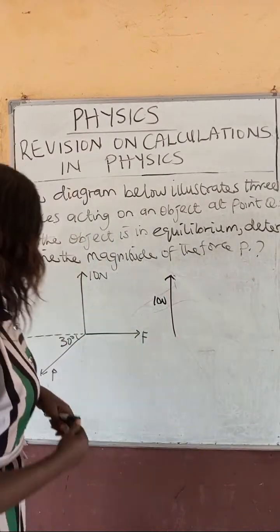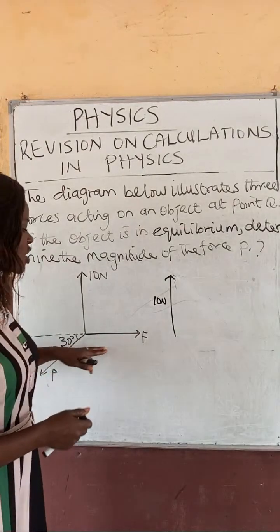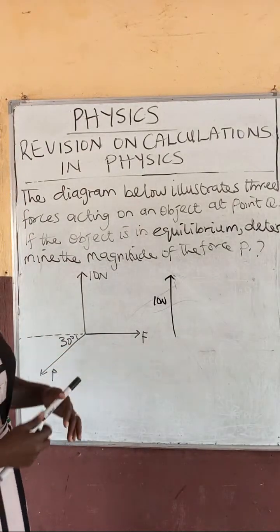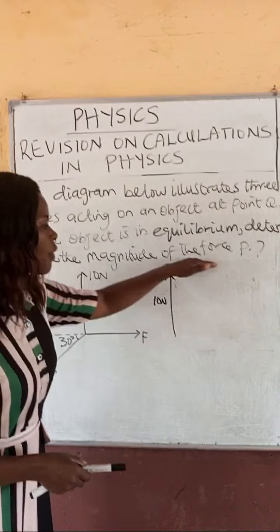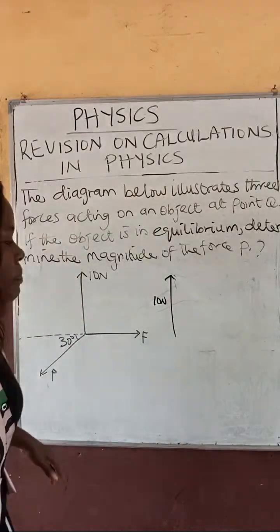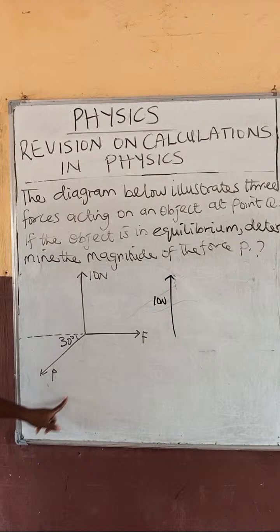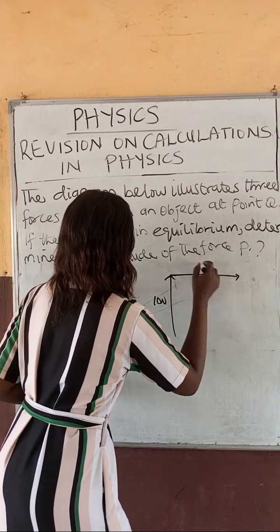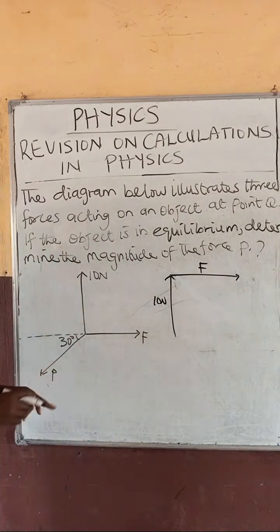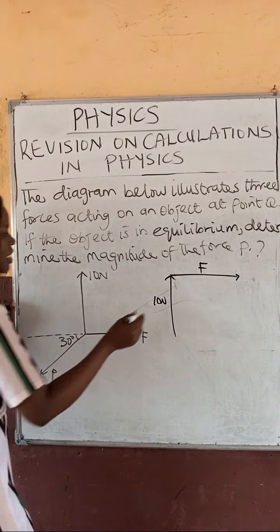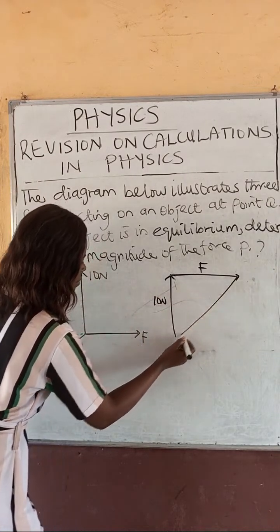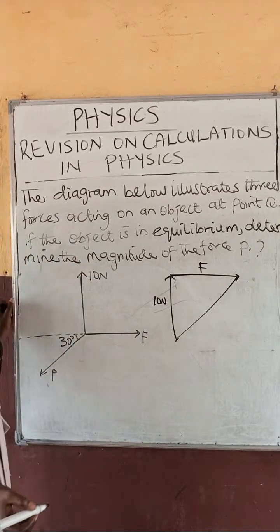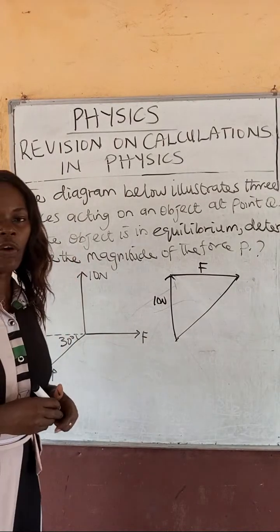So let me give you another one. I said earlier that whether this horizontal force F is going to be up or down depends on the nature of this force. Now this force is acting down. So if I place this one here, the force P can now come down, and this will now come down. Do you understand? Now we have formed a triangle.